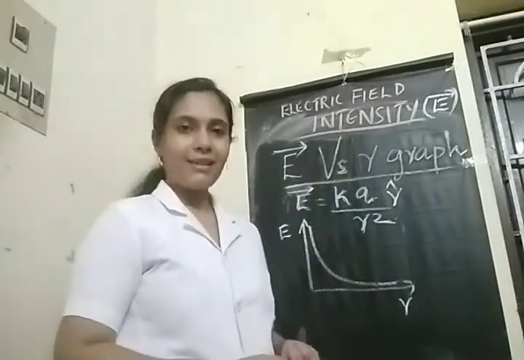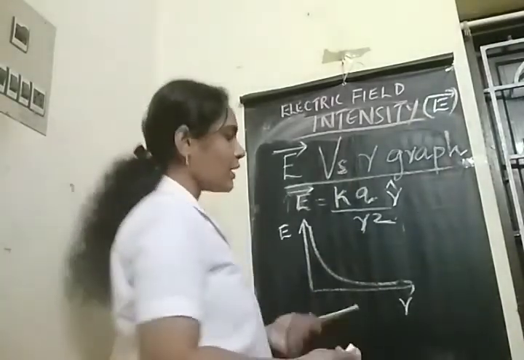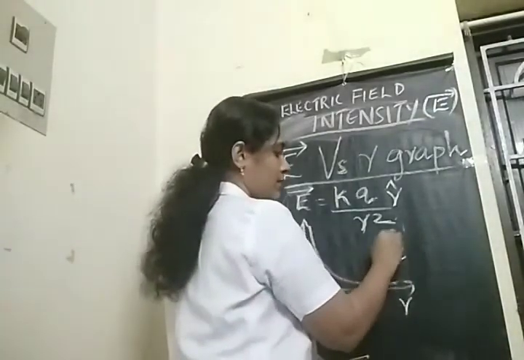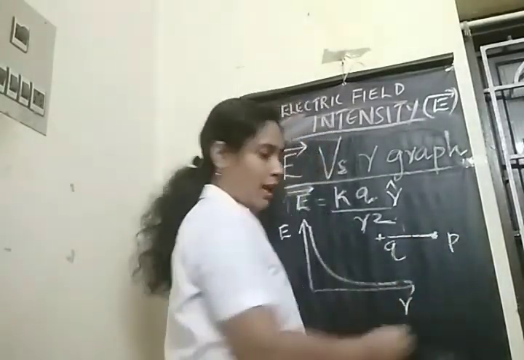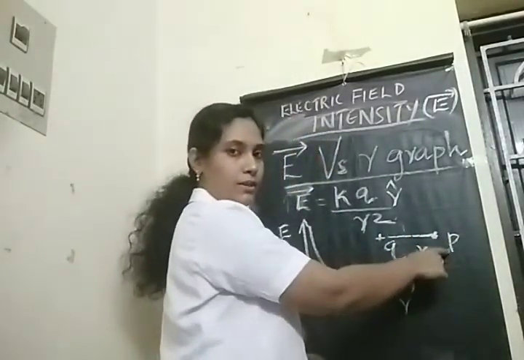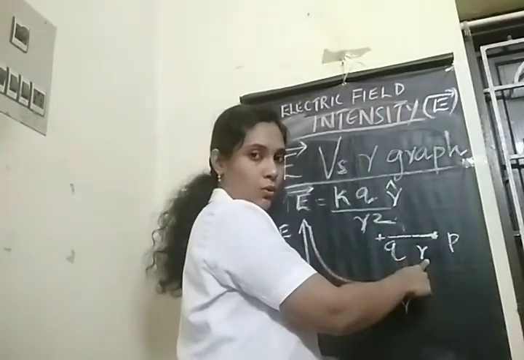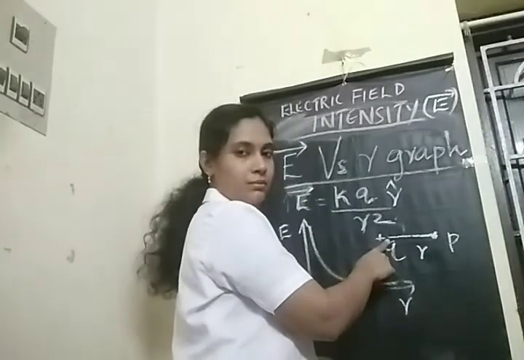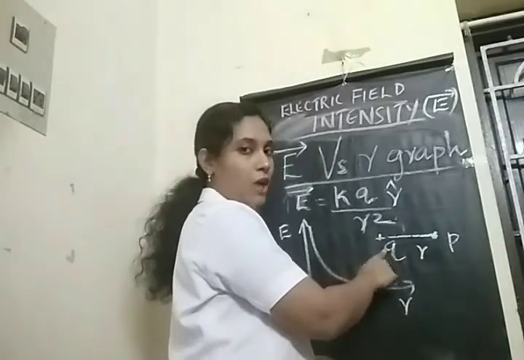Okay. Next, suppose r equal to 0. If r equal to 0, what does it mean? See, this is our source charge and this was the point P, and r was the distance between this point P and the source charge. So if r equal to 0, what does it mean? We are considering a point which is located within the charge itself.